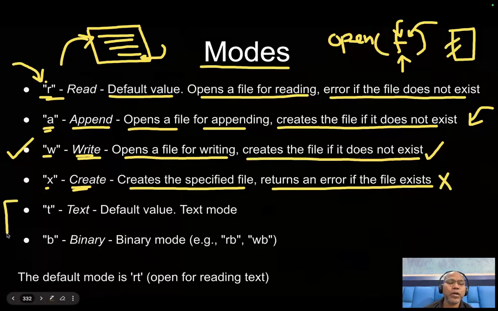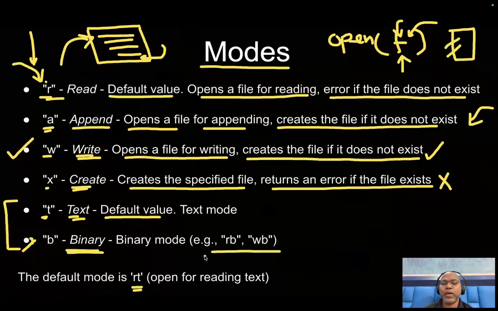And there are two more, like T for text. By default, whenever you open any file, Python understands you are reading and going to do default text reading. Okay, the default you can say is R and T. Default means read and text. And another mode is B, binary data, whenever you are working with images, photographs, or some binary mode. So for those, we have these modes: read binary and write binary.